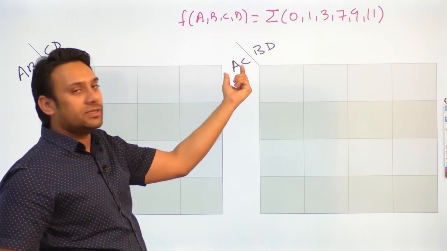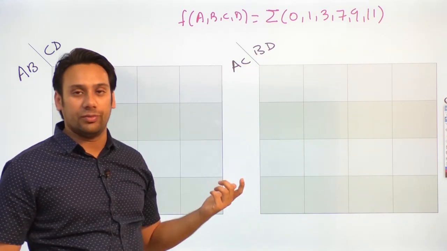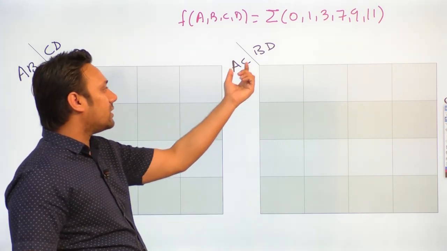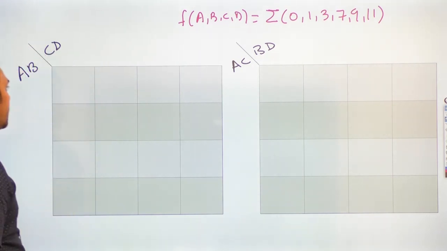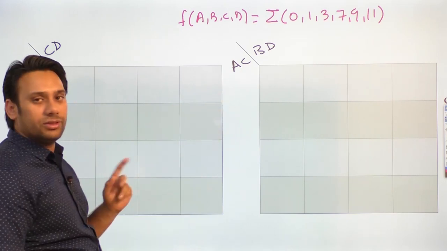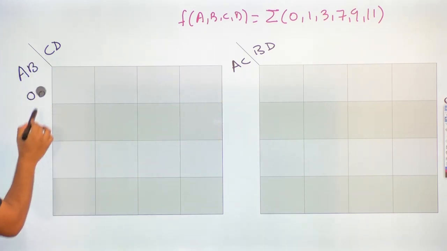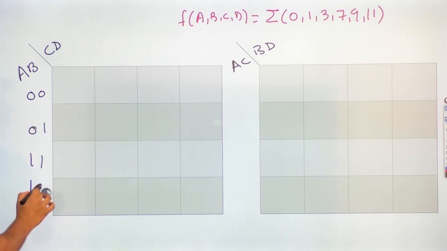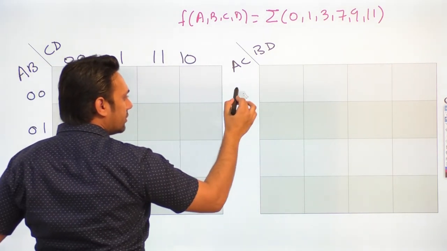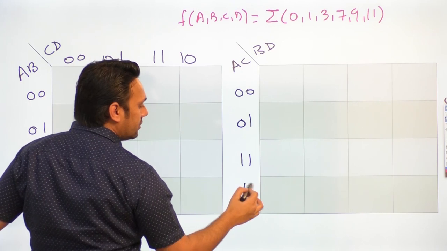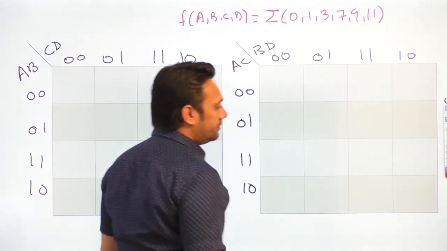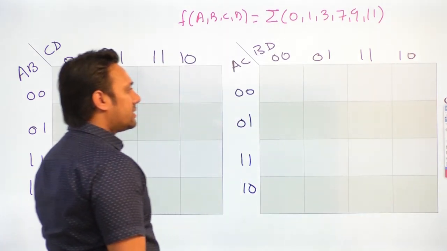Right, I could have done something like this. I could have represented CD here and AB here. I could have done that too, but just for fun, just to make you understand, I'm representing AC and BD. That means the way numbering in these cells will go will change. This is again representing 00, 01, 11, 10, 00, 01, 11, 10, 00, 01, 11, 10, 00, 01, 11, and 10. Okay. Clear?